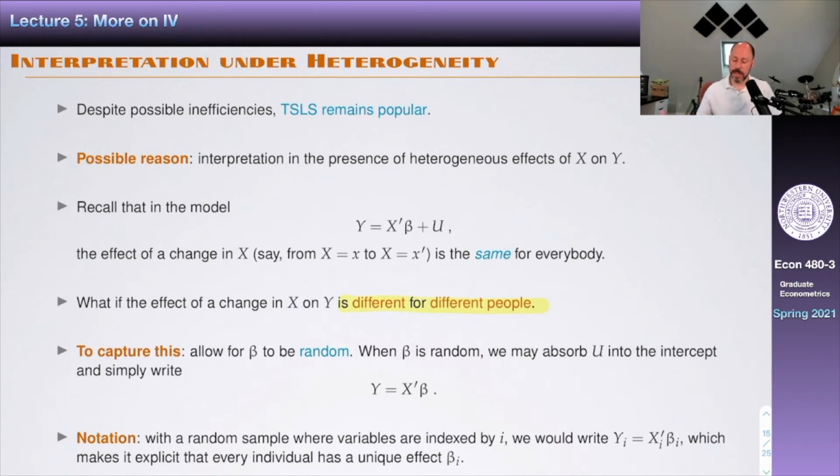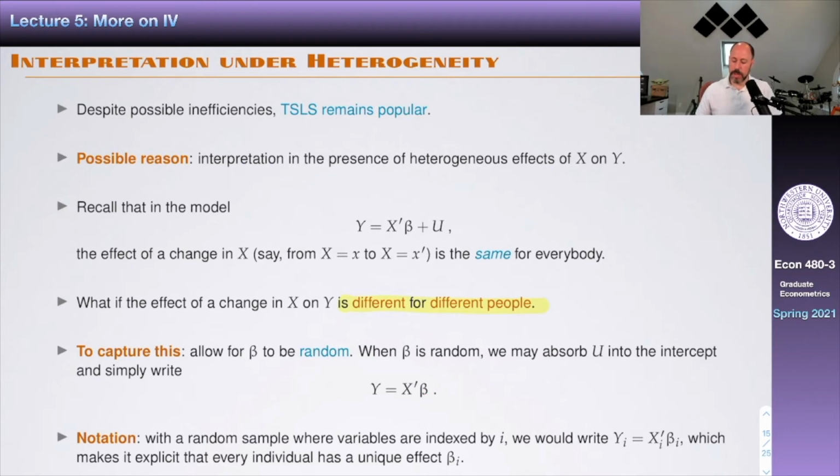So the effects are heterogeneous. So how do you capture this? Well, one way to capture this is to allow this beta over here to be random. And when beta is random, you don't need this u anymore because you can put it as part of the constant beta naught. And so you typically write down the model like y equals x prime beta.